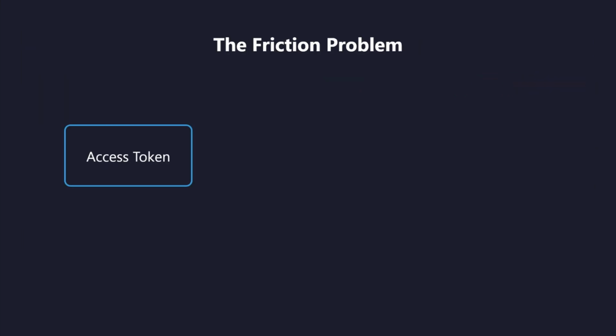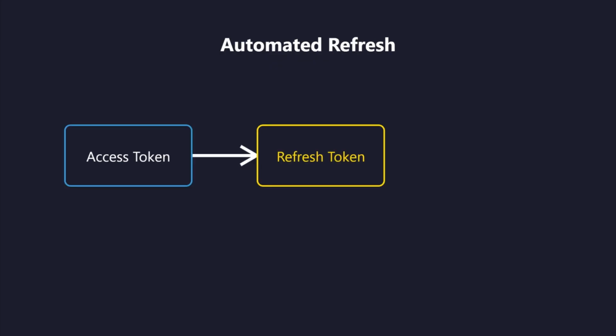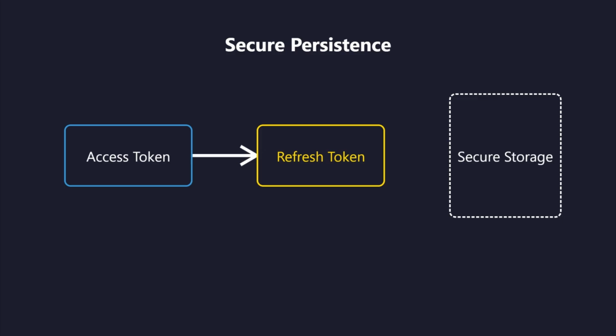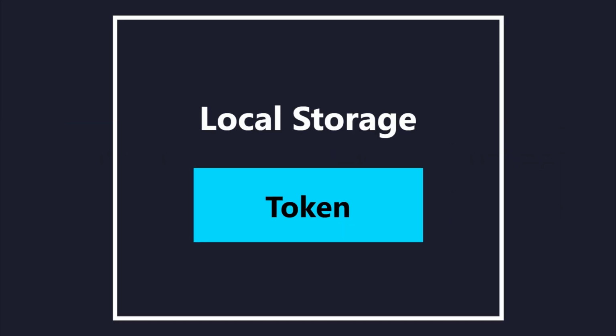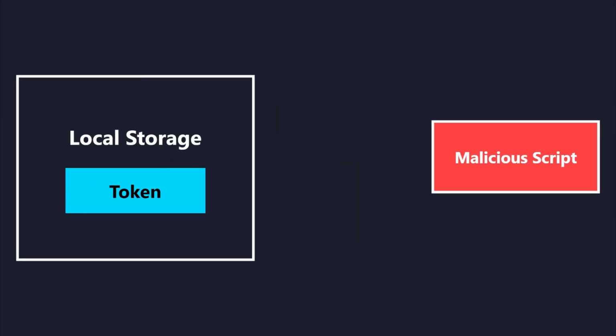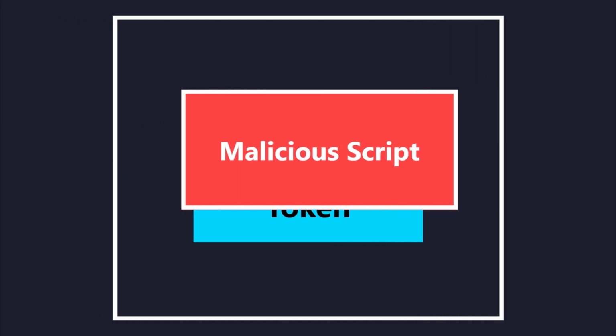Refresh tokens solve the friction problem by allowing the application to request new access tokens without user intervention. These are long-lived credentials stored securely and used only when the primary access token expires. Storing tokens in local storage exposes them to any malicious script running on your page.